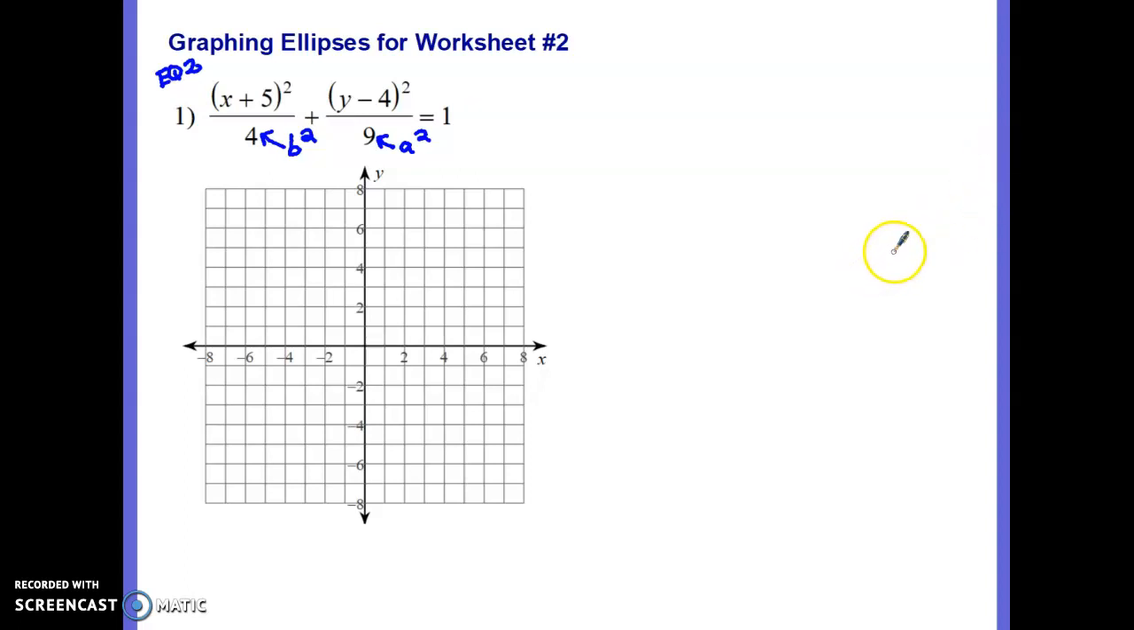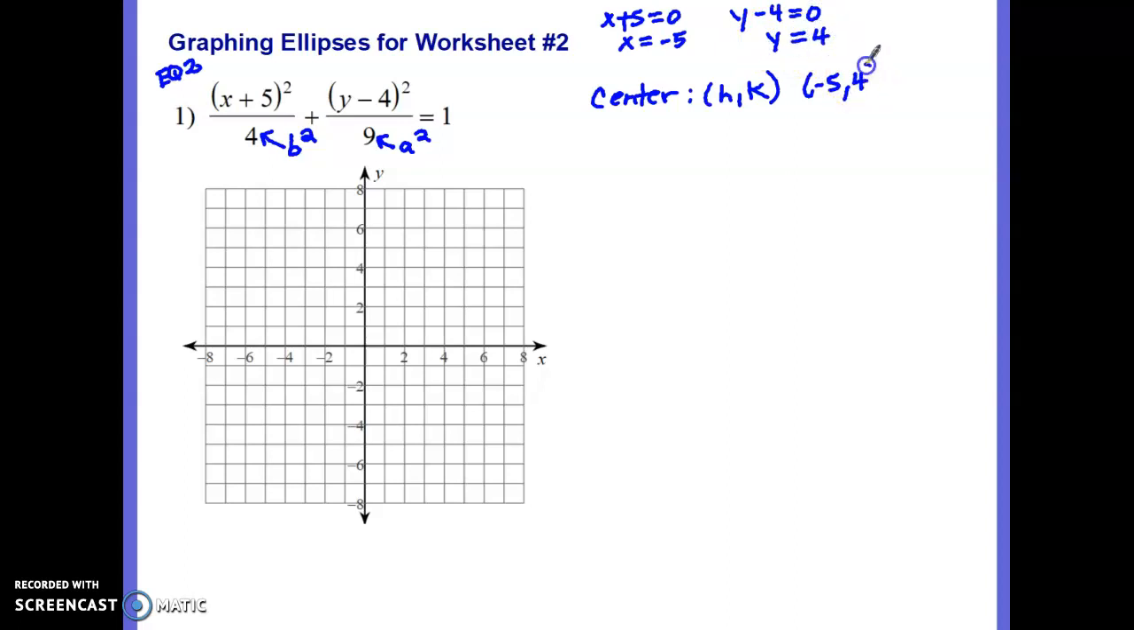So the first thing that we want to find is the center. And the center is (h, k). Since the center is (h, k), all you have to do is go over to your parentheses. Your first parenthesis is x plus 5. You take x plus 5, set it equal to 0, and solve. That x coordinate is negative 5, so negative 5 is the first part of your center. You do the same thing for y, and you're going to find out that y is 4. So negative 5, 4 is your center.